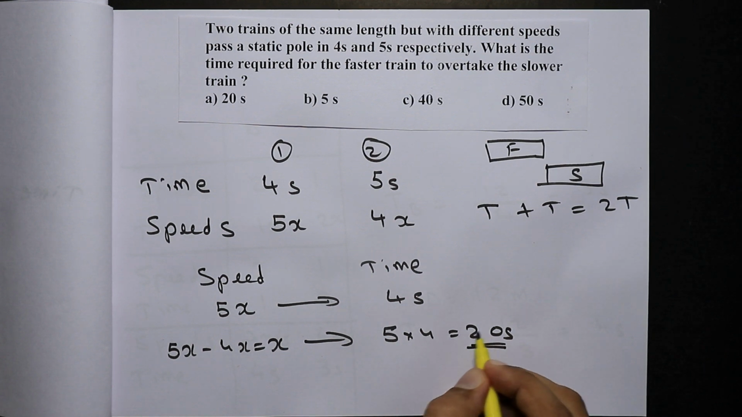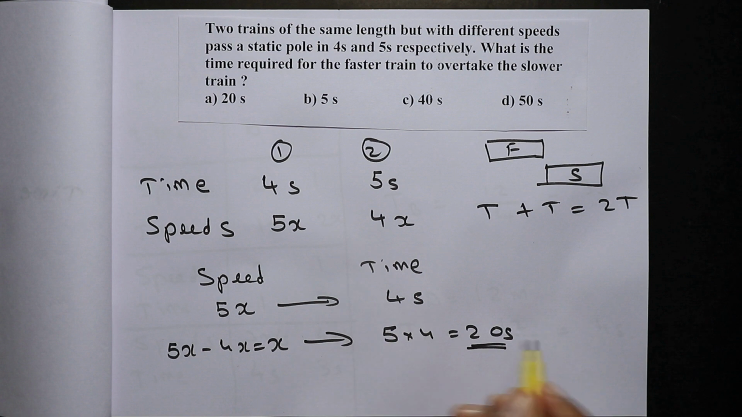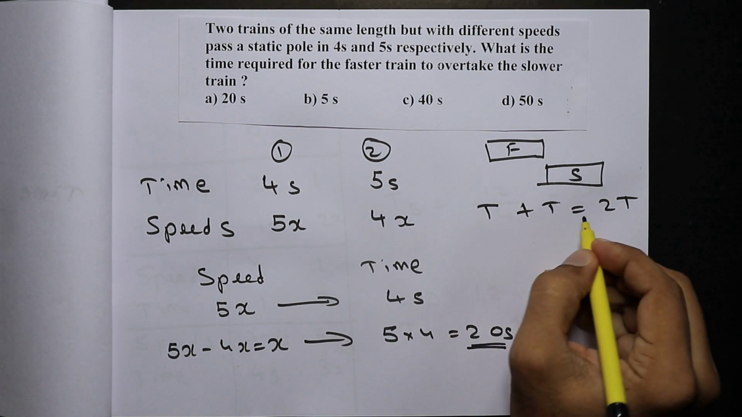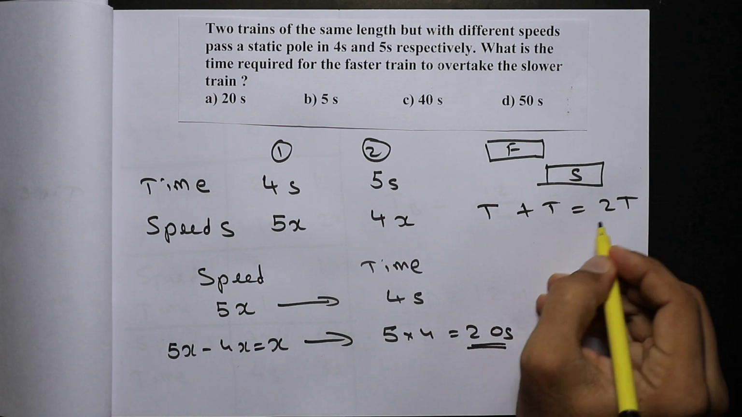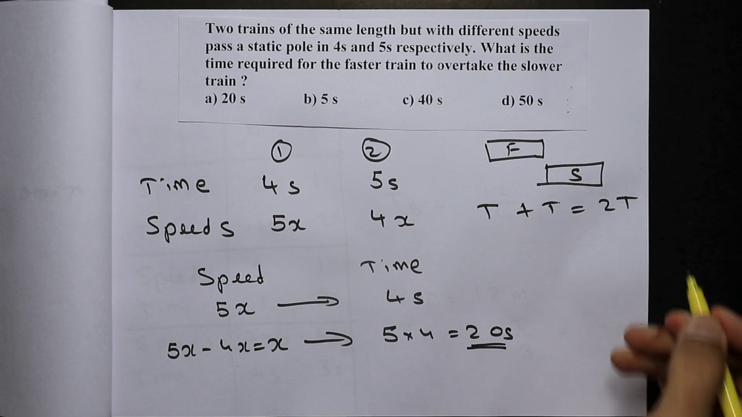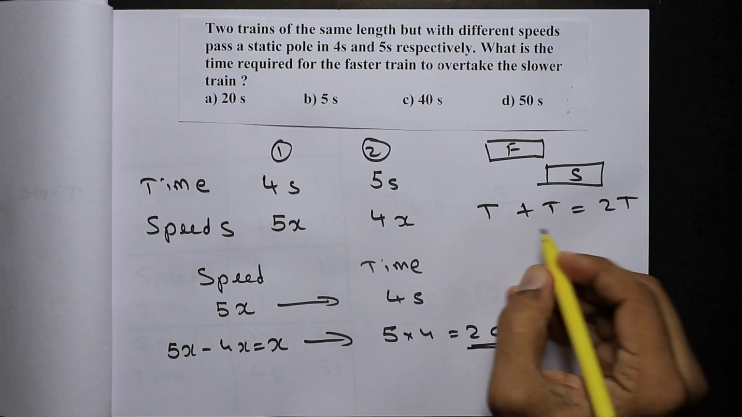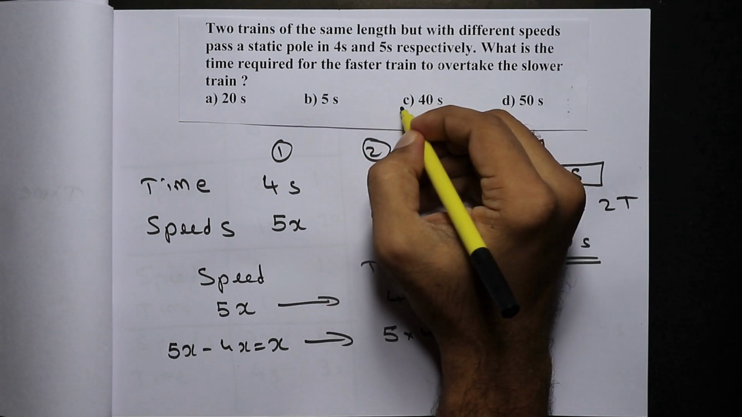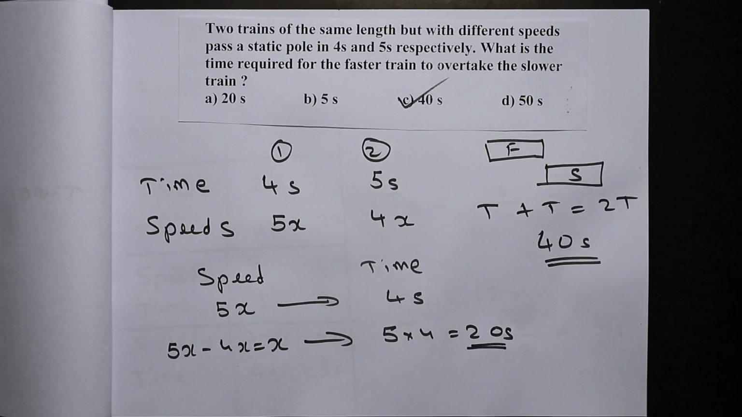Now 20 seconds is the time required to cover the length of the train. Now when they are overtaking, it will be 2t. So the length has doubled. When the distance to be covered is doubled, the time required will again double. So instead of 20 seconds, to overtake it will now require 40 seconds. Hence option C, 40, is the right answer.